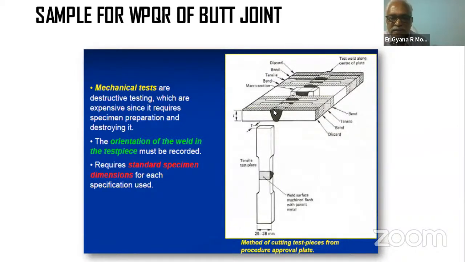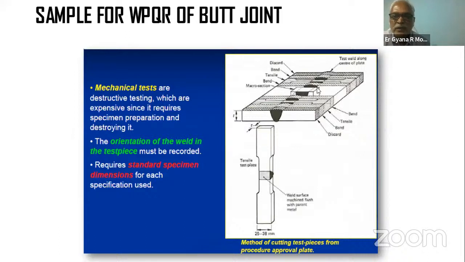Because we expect that when you start the welding, for the first few millimeters, there will be a lot of imperfections or impurities. So you discard that piece. We collect the next piece. The next piece, we take it for bend testing. The other piece, we take it for the tensile testing. Then again, the other piece, we have the bend testing. Similarly, this is a sequence.